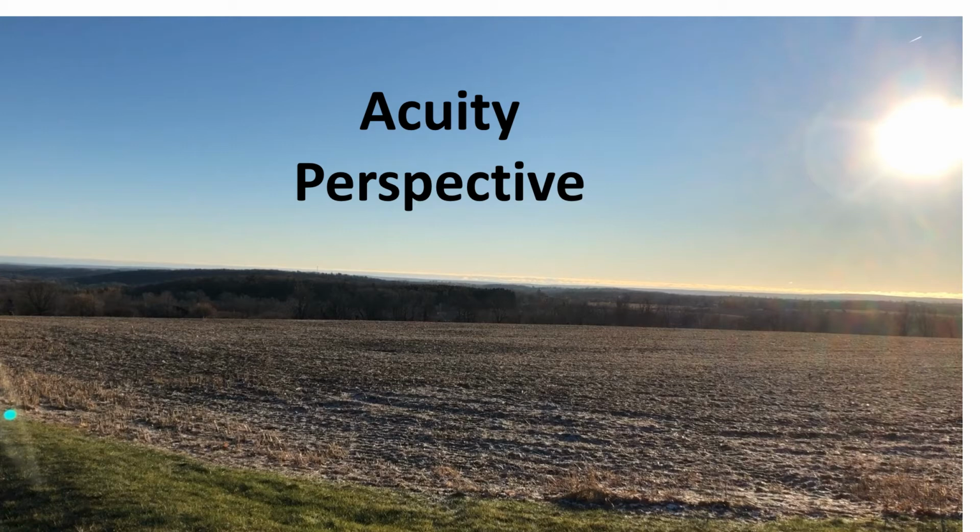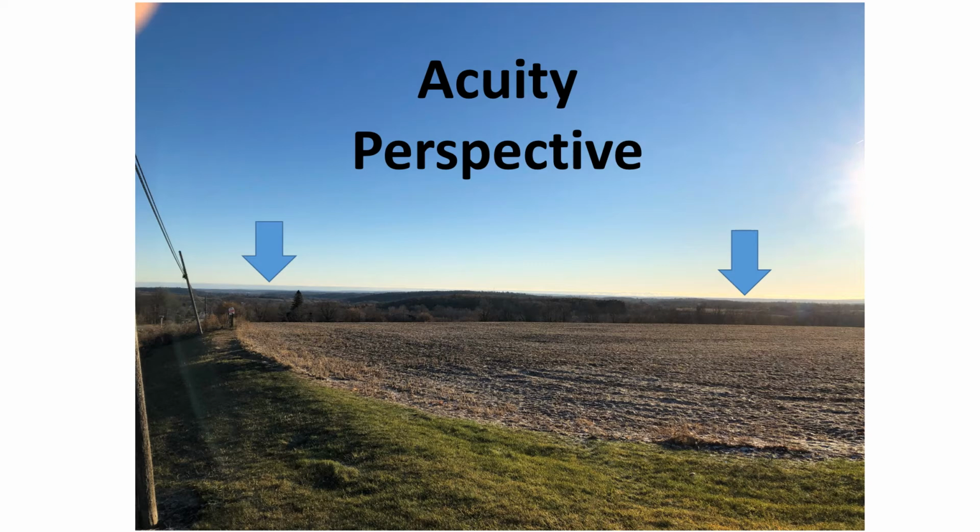And you can't really see anything. You can see maybe a couple little buildings in there, but you can't really see too much about what's going on in those villages. You can see a couple of little church steeples maybe, but that's about it. So the further you get away from a subject, the less detail you see. And that's acuity perspective. So this is another thing that you would use in landscape drawing or landscape painting.